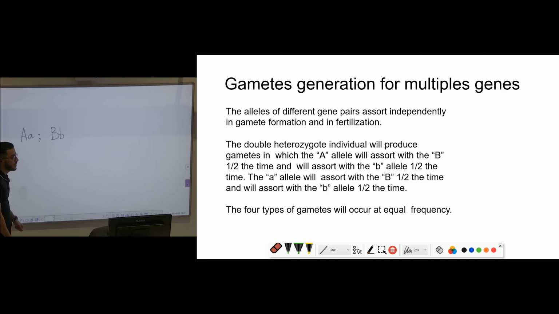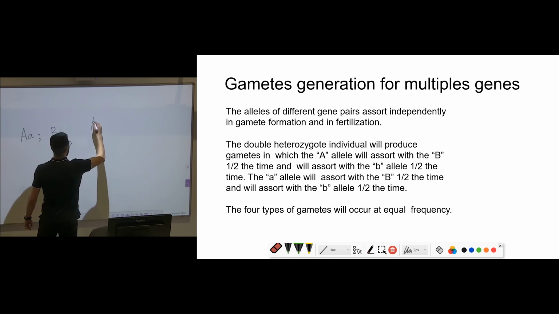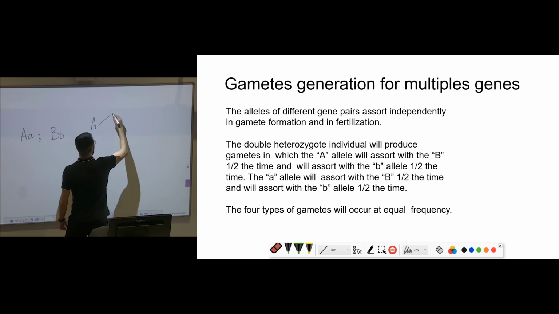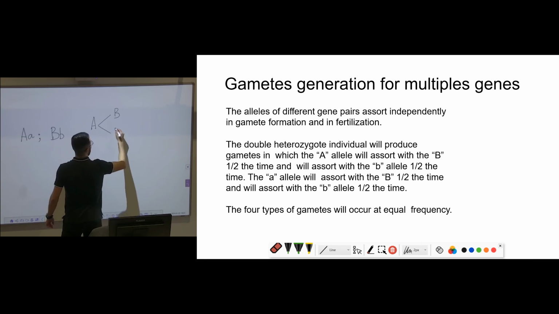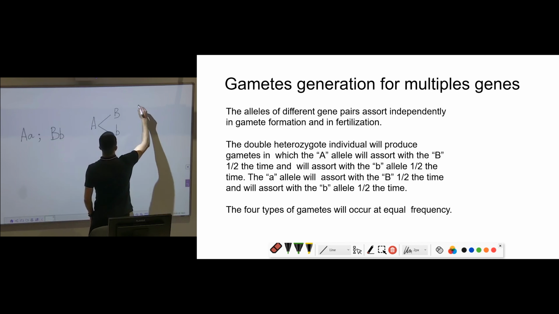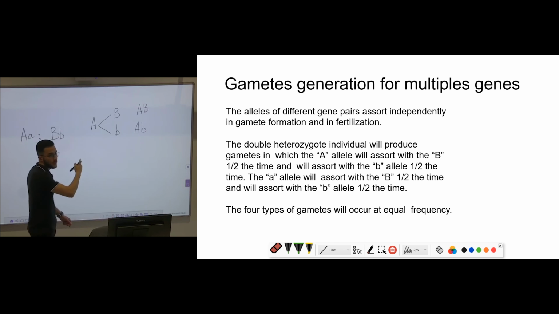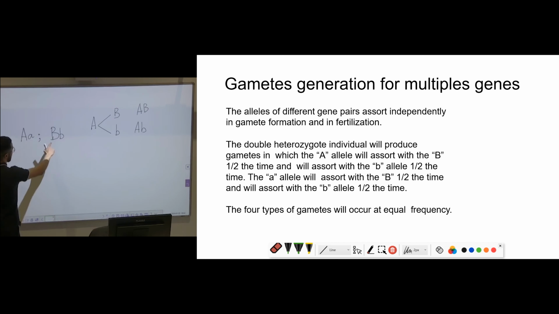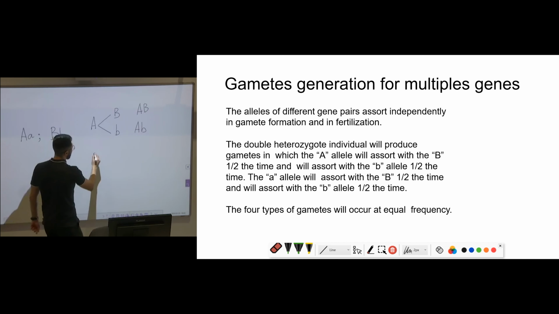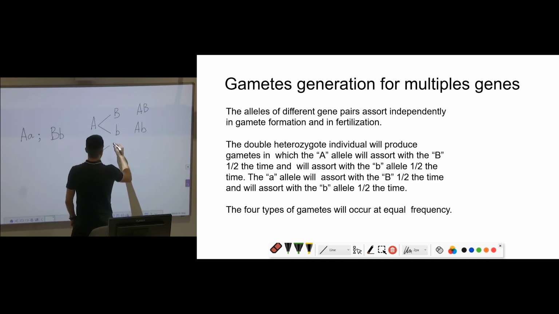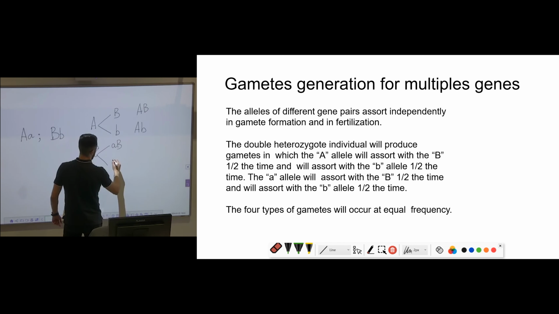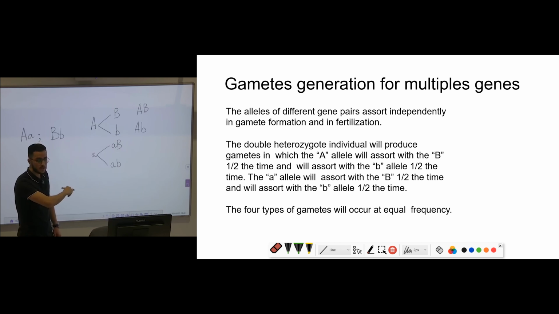Close, guys. So we have big A, and then two options, right? We have the big B and then the small b. So then it becomes AB, and then Ab. Does this make sense? And then same thing for the small a: aB and ab. So there are 4 different gametes. Does that make sense?